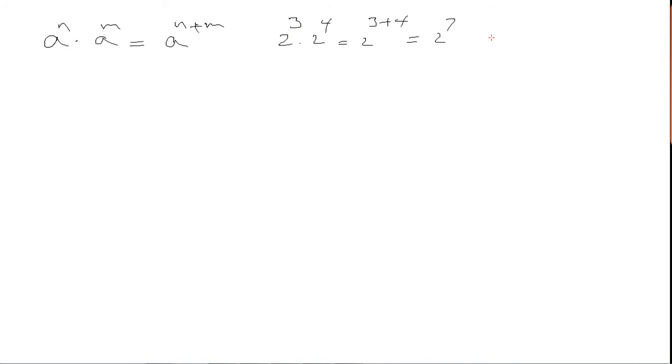Or negative 3 to the power of 2 times negative 3 to the power of 4 is negative 3 to the power of, if you add up 2 and 4, gives you 6. So don't forget that you need to have the same base, and the two expressions need to be multiplied.